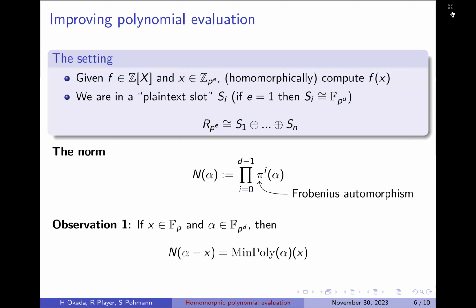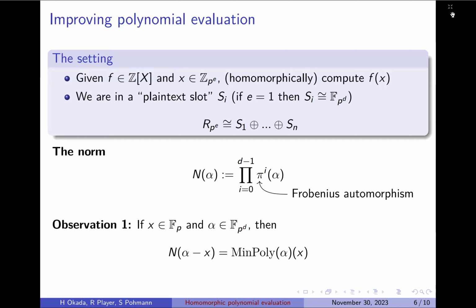In this case, we have that the norm of alpha minus x is equal to the minimal polynomial of alpha evaluated at x. This is a standard corollary from the fact that the norm of alpha is equal to the constant coefficient of the minimal polynomial. And as you can already see, this relates in some sense to our setting because we evaluate the polynomial, particularly the minimal polynomial of alpha, at the scalar value x.